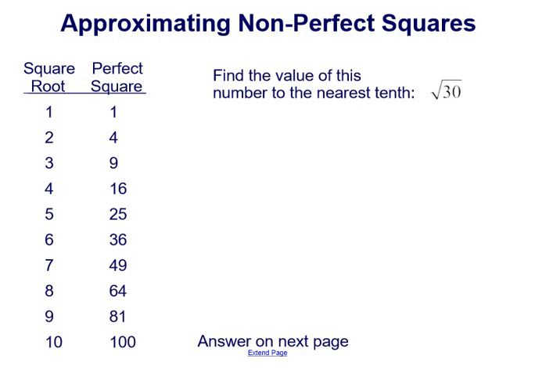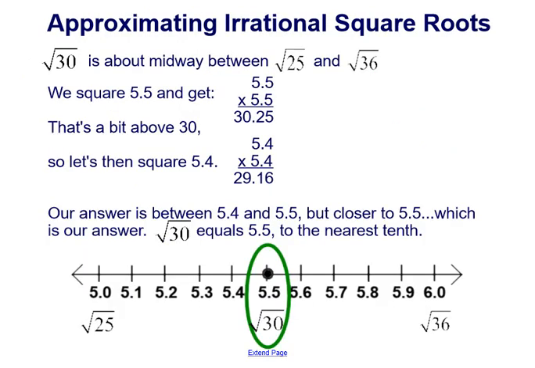So here's another example. Let's do the same process, but now for the square root of 30. Let's find the value of this number to the nearest tenth. The first thing we should do is look at the radicand, the number underneath, 30, and see which two perfect squares it falls between. You should see it falls between the perfect squares of 25 and 36. So it's about midway between those two numbers, 25 and 36.